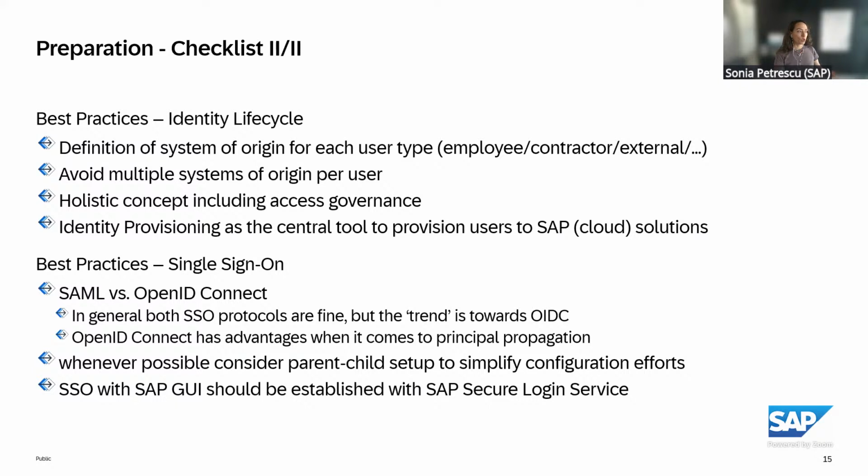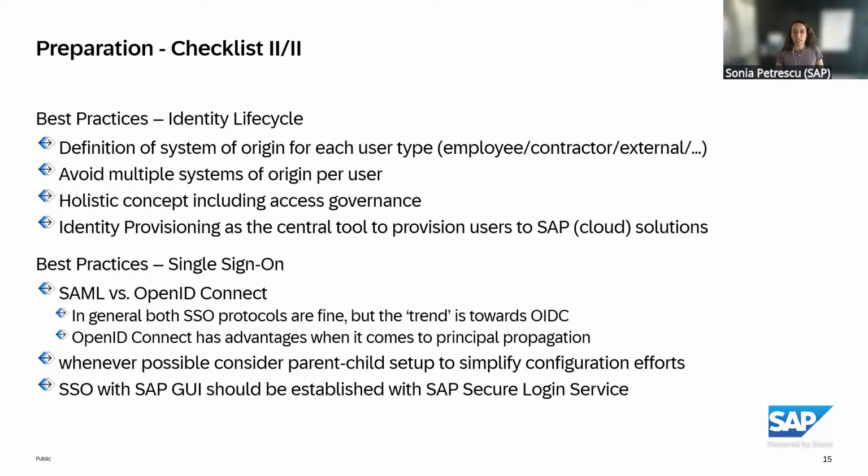It might be that for contractors, you have a different starting point than for your own employees. Most likely that will be the case. The same for externals. It's important to have one system of origin per user type, meaning the employees are only coming from one source, the contractors or external only from another, because otherwise you will lose track of those flows, and this will be difficult to maintain in the long term. So try to avoid multiple systems of origin per user also.